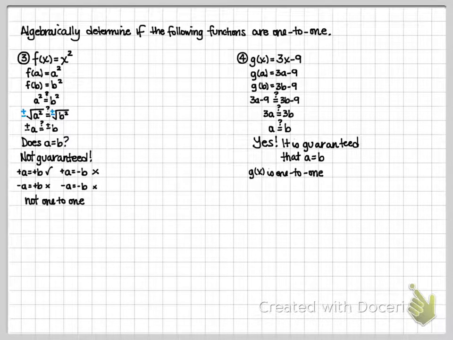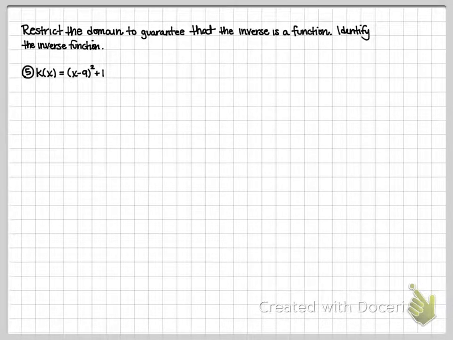So to determine 1-to-oneness, we basically just plug in some dummy variables, an a and a b, or a c and a d, a smiley face and a question mark, whatever you want to do, and then just determine if those two things absolutely have to be guaranteed to be equal to each other. If they do, it's 1-to-1. If not, it's not. Okay, so I'm going to restrict the domain to guarantee that the inverse is a function and identify the inverse function.